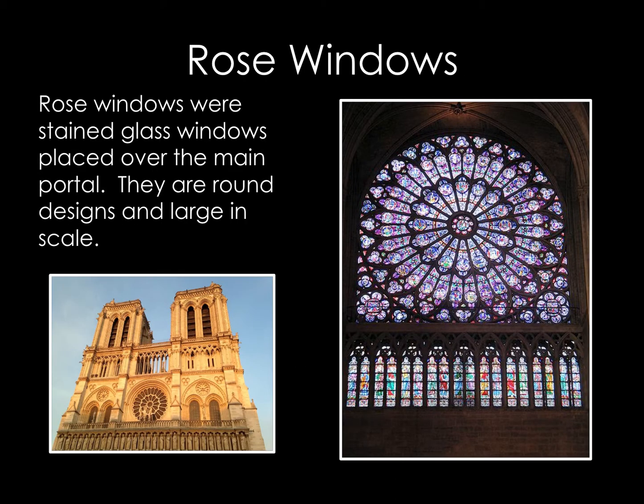Rose windows. Rose windows were stained glass windows that were placed over the main portal. They are round in design and large in scale.